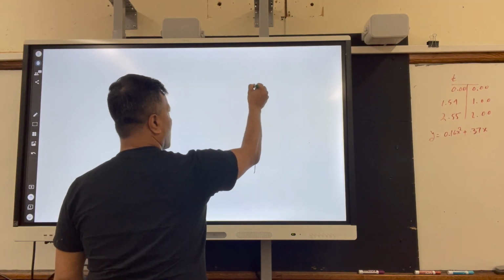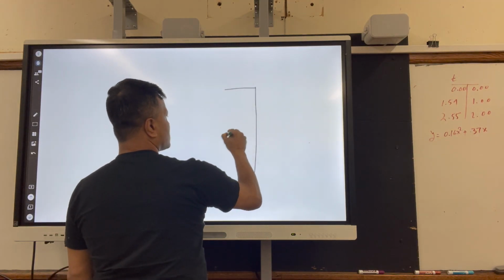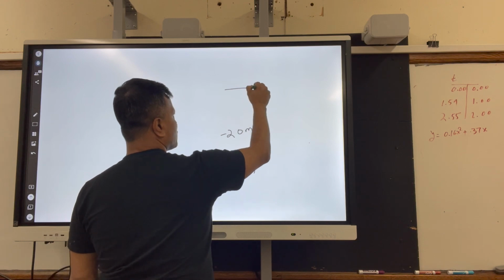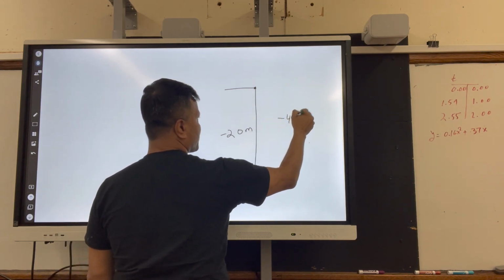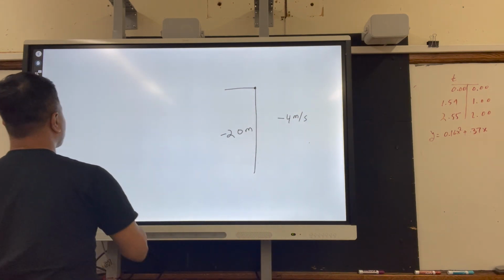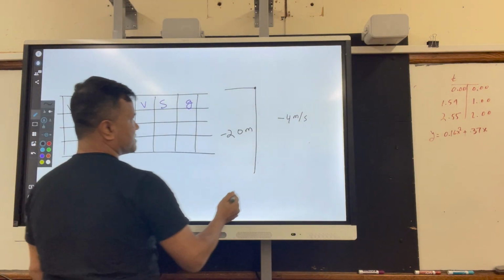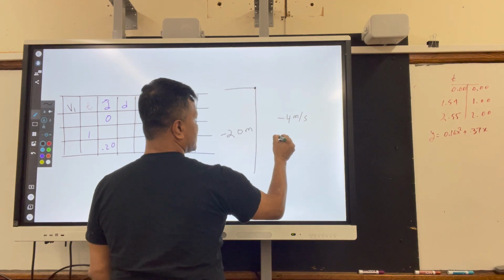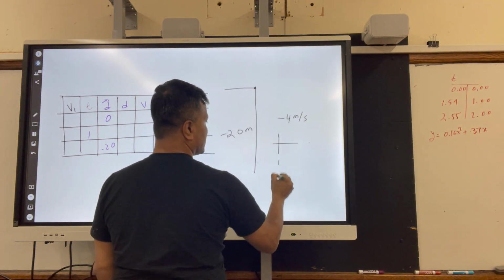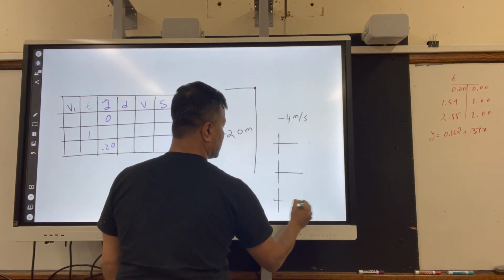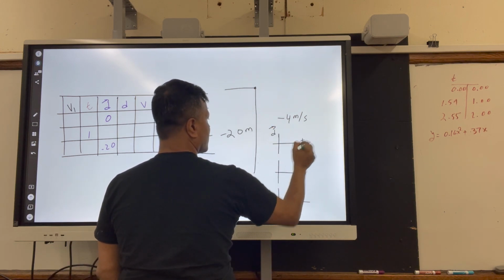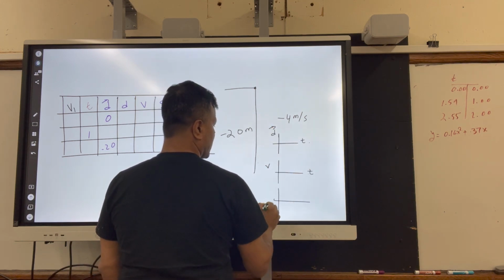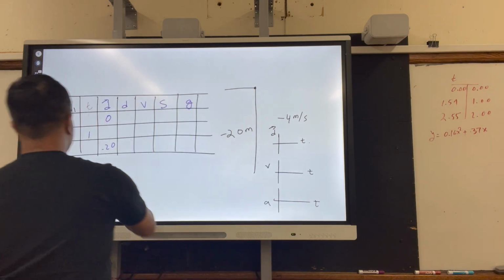So a ball is thrown down from 20 meters above the ground with a velocity of negative 4 meters per second. And I wanted to find a few things. So let's draw the graphs: dt, vt, and at. This is displacement versus time, velocity versus time, and acceleration versus time.